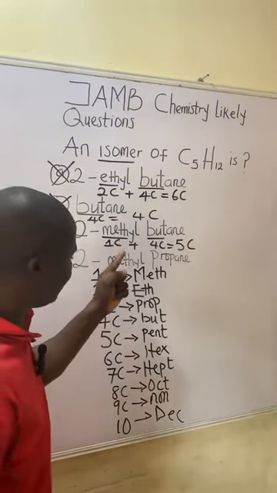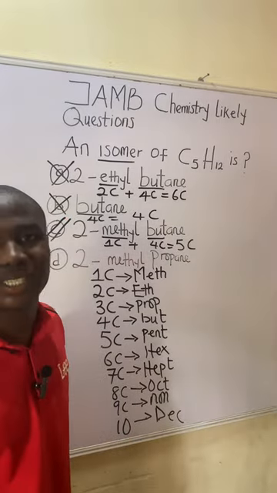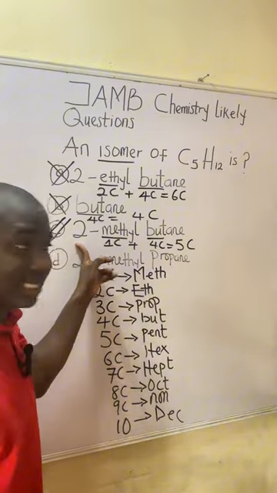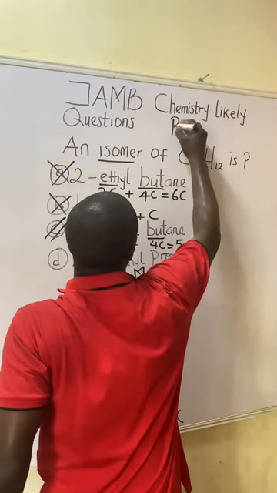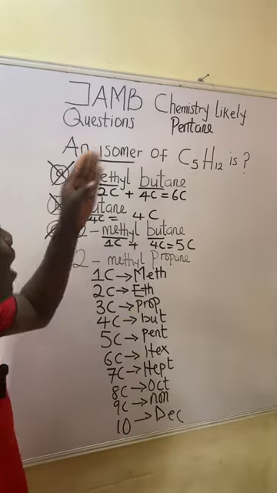So when I see this, definitely I've seen my answer. The answer to this question becomes option C. The isomer of this, which is C5H12, is this, the isomer. What is C5H12? It is a compound, an alkane specifically called pentane. Do you understand? Now, the way I got it is actually easy.